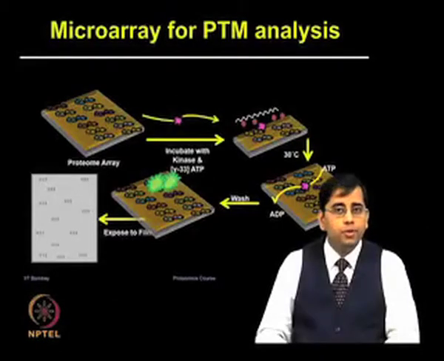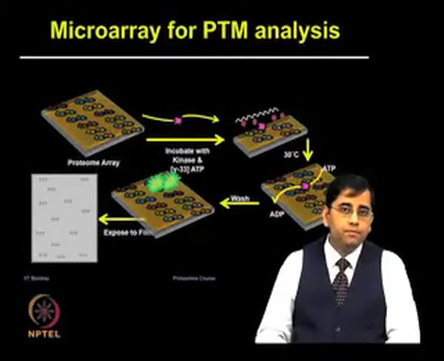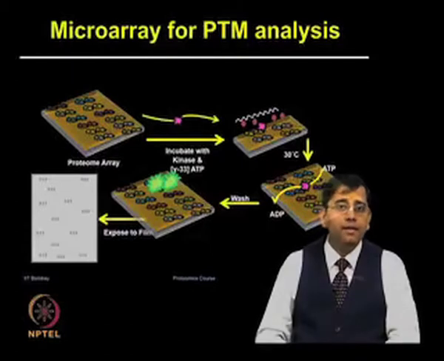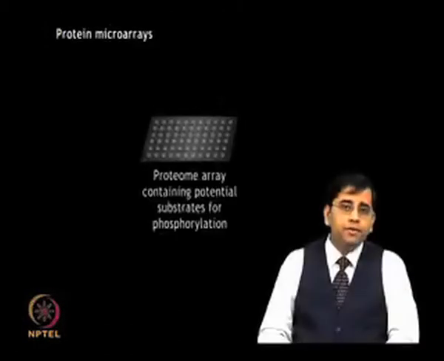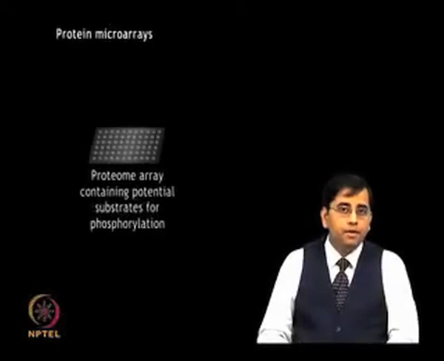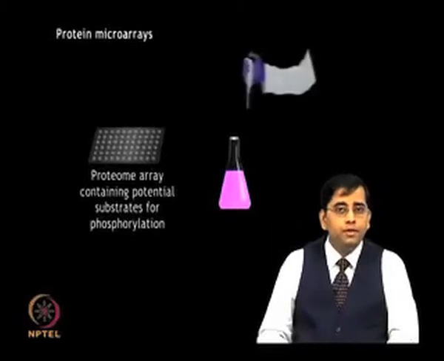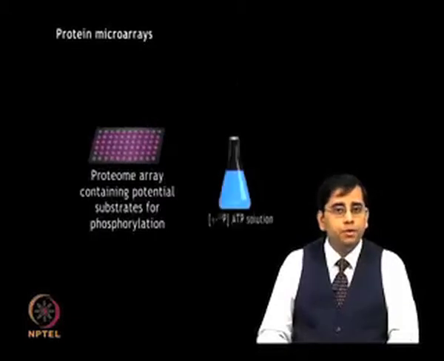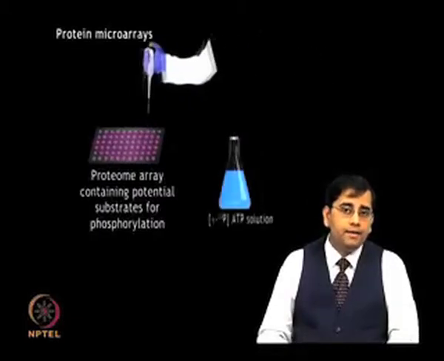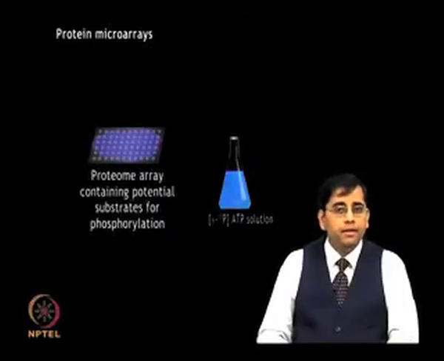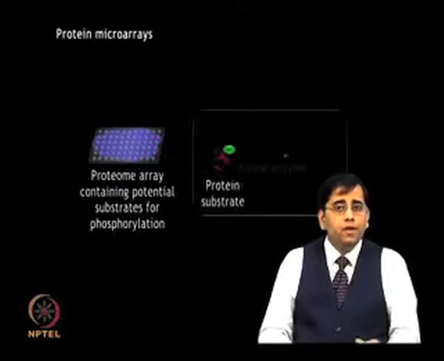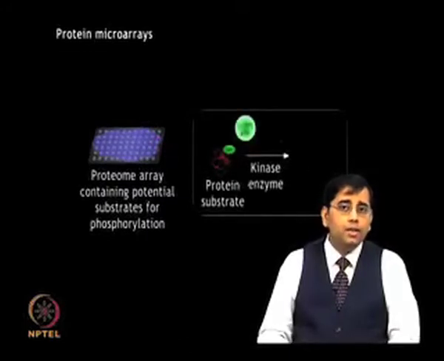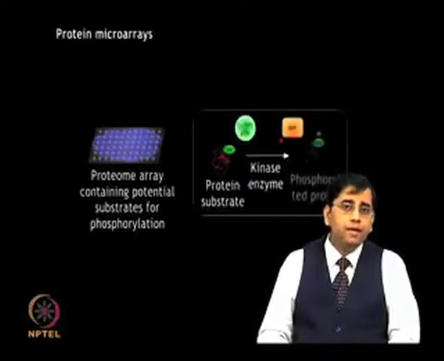Kinases have been used in a number of ways to analyze protein phosphorylation. PTMs can be detected on protein arrays by using a kinase assay. Potential substrates for protein phosphorylation are immobilized on a suitably coated array surface. Kinase enzyme and gamma-P32 labeled ATP are then added, and the array is incubated at 30 degrees centigrade. The phosphorylation reaction occurs at those sites containing proteins that can be modified.